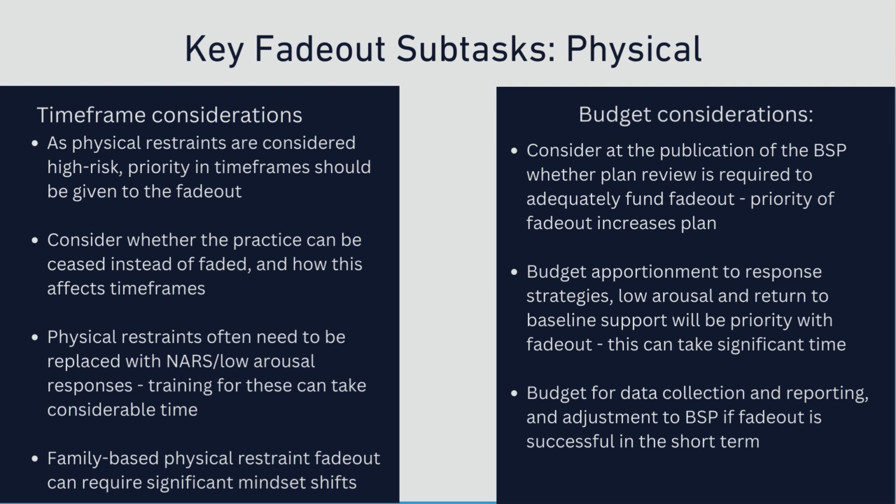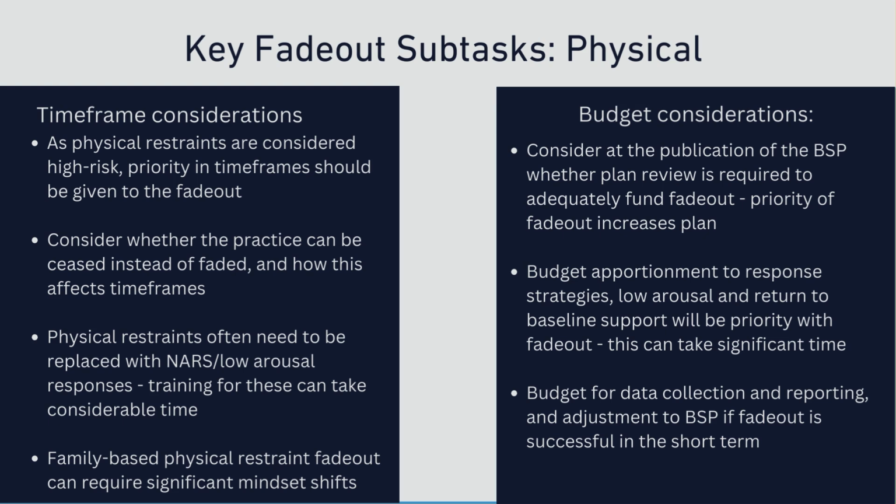In terms of budget considerations, at the publication of the BSP, think about whether you're going to need a plan review. Are you going to have the funding required in order to do this effectively? While we do have to fit in with an allocated budget, we also have a role to say, we believe that this approach for the person will require additional resourcing. And if we have the evidence to support ourselves, then we can seek that funding from the NDIA.